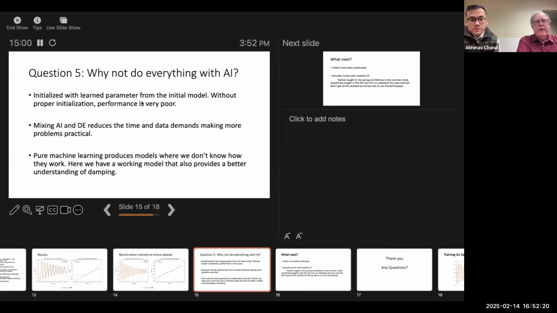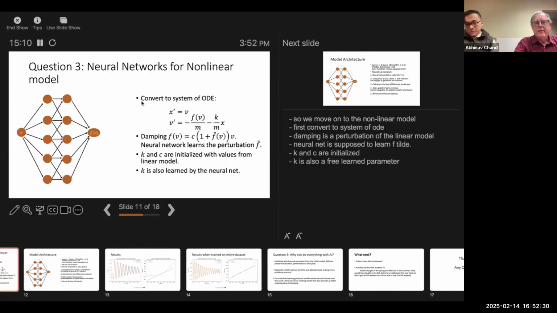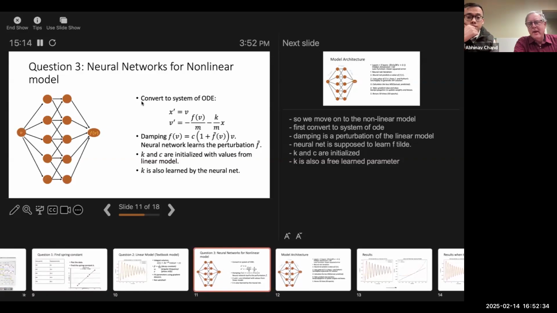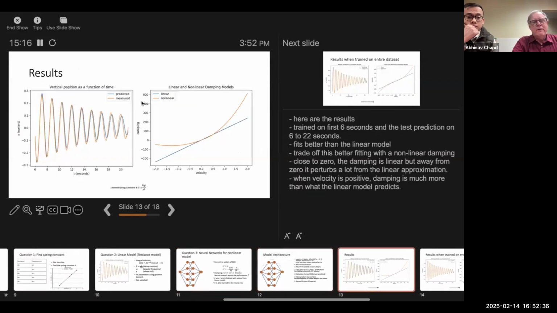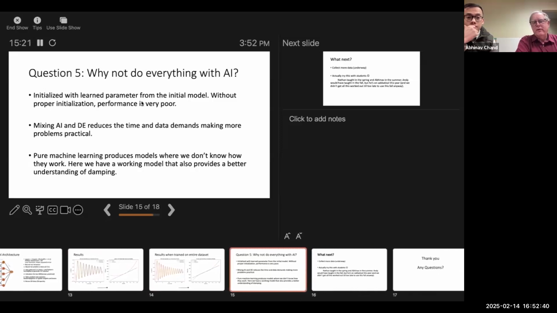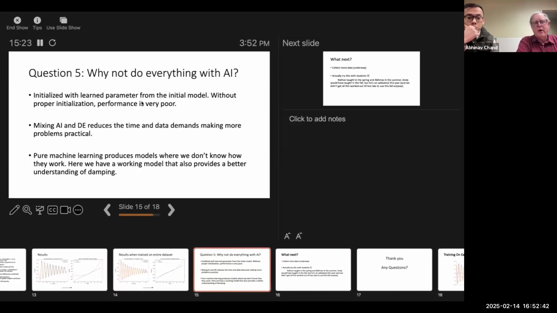One is that you initialize with the learned parameter from that initial linear model. We started with the blue line when we had our thing that we're taking a perturbation, just adding an f tilde of v to our basic linear model. If you don't do this, you don't come close, with this much data. It takes a very long time.